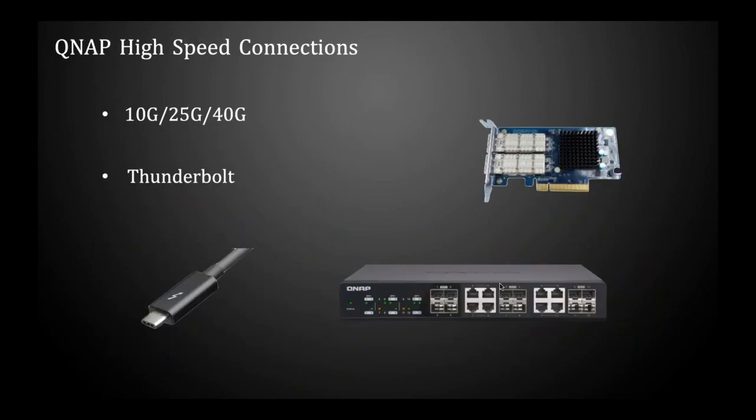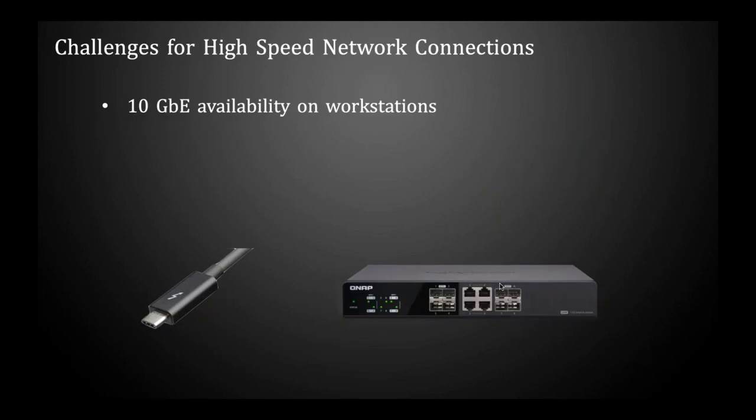So there are two main ways to connect to a QNAP NAS at high speed. You can connect to a QNAP NAS through high-speed Ethernet, whether it be 10G, 25G, 40G, and you can connect to a NAS through Thunderbolt. And we wanted to have that second Thunderbolt option because some of the challenges that some people had when switching to using a NAS is that not all workstations have high-speed Ethernet.